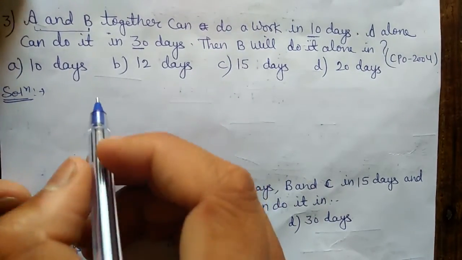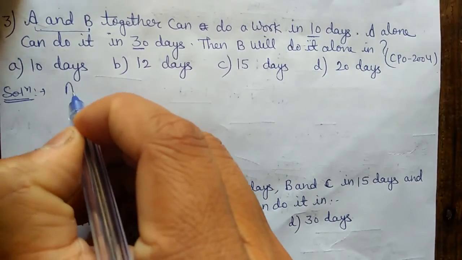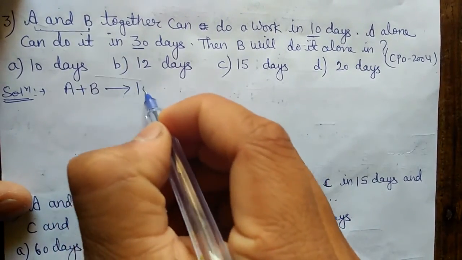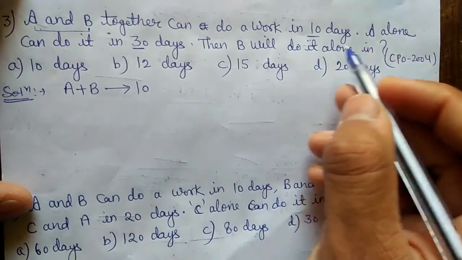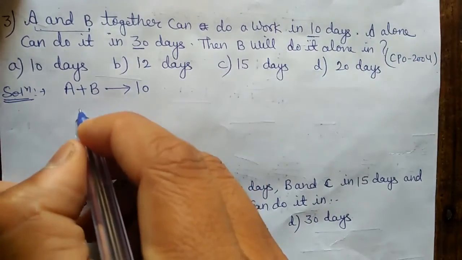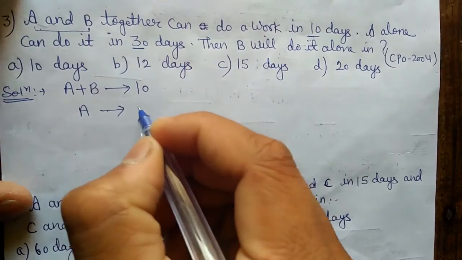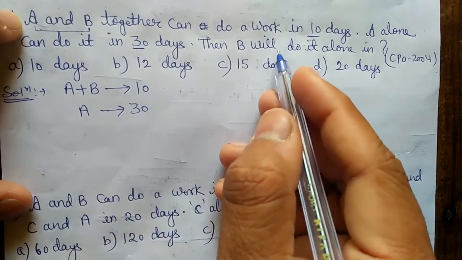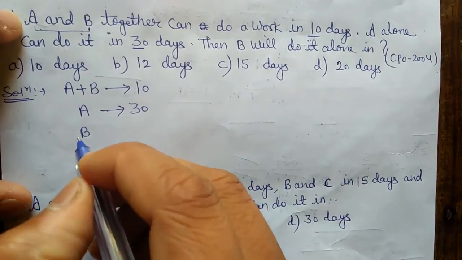Solution. What is given? A and B together, that means A plus B, are doing the work together in 10 days. And what is also given? A alone, that means A is doing the work in 30 days. We have to find B. That means B we have to find. Okay.